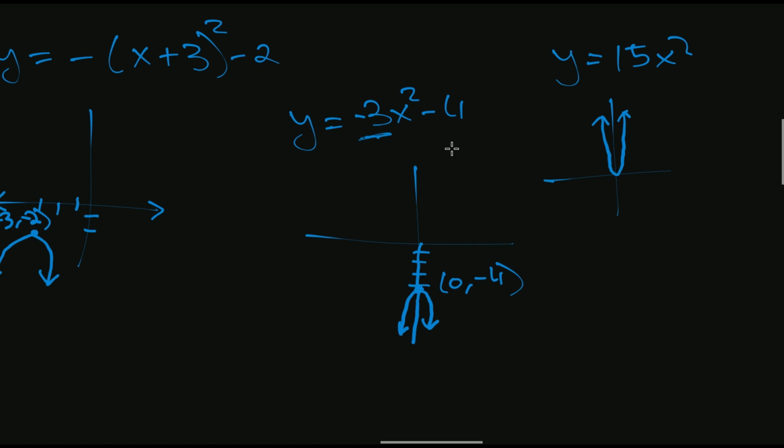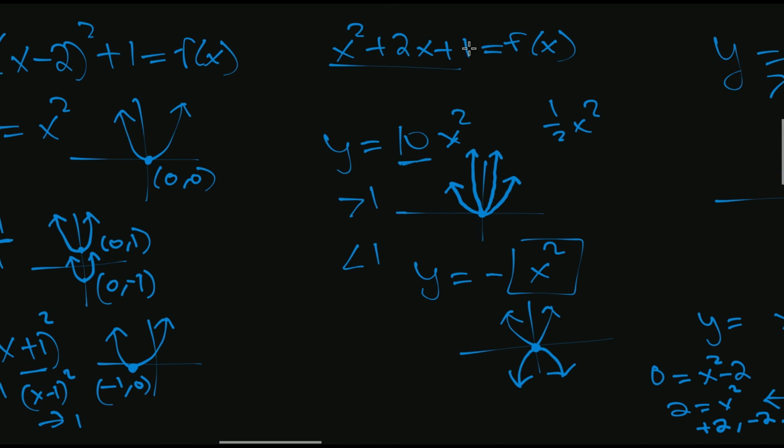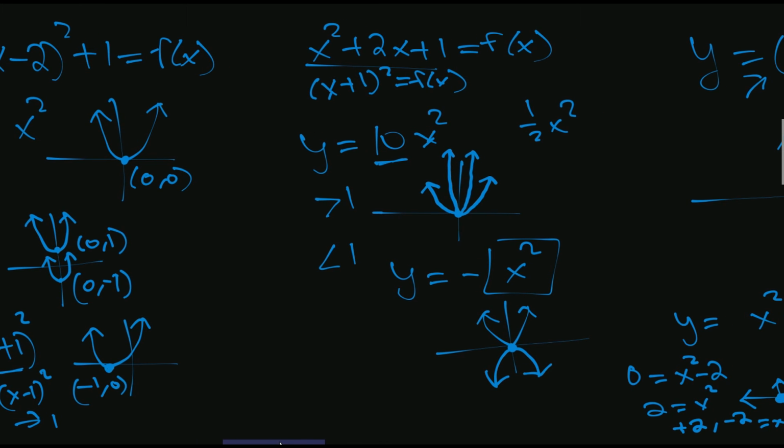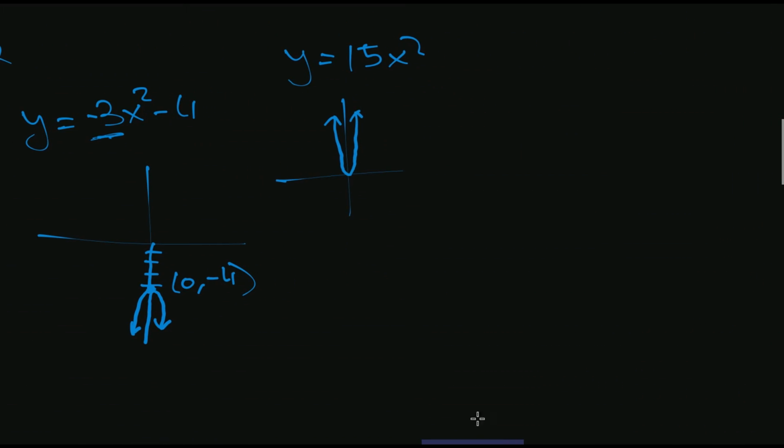And remember, this is in vertex form. If it's not in vertex form, you need to convert it into vertex form. And the previous example here, this is not in vertex form. I need to factor this. This turns out to be a perfect square. (x plus 1) squared is equal to f of x. So this one right here is ready to graph. If it's not in vertex form, if it's not a perfect square, then you need to complete the square to get it into vertex form. And I have a video on that you can check out.